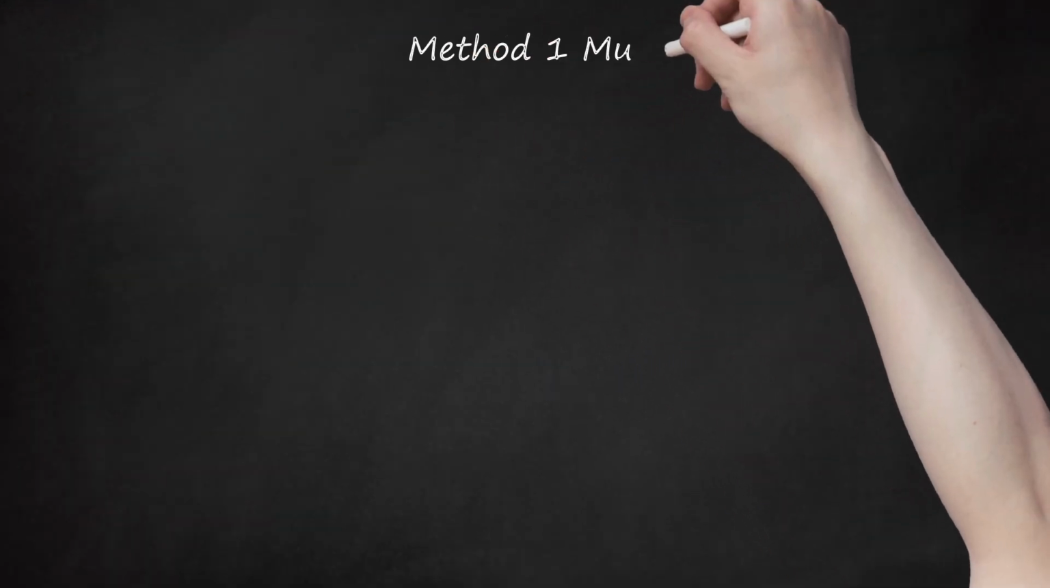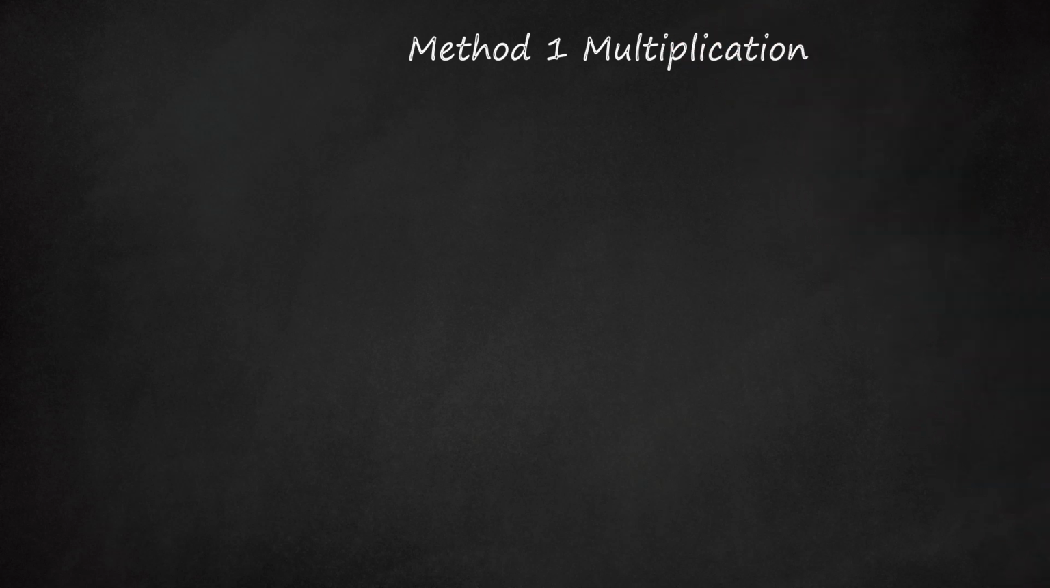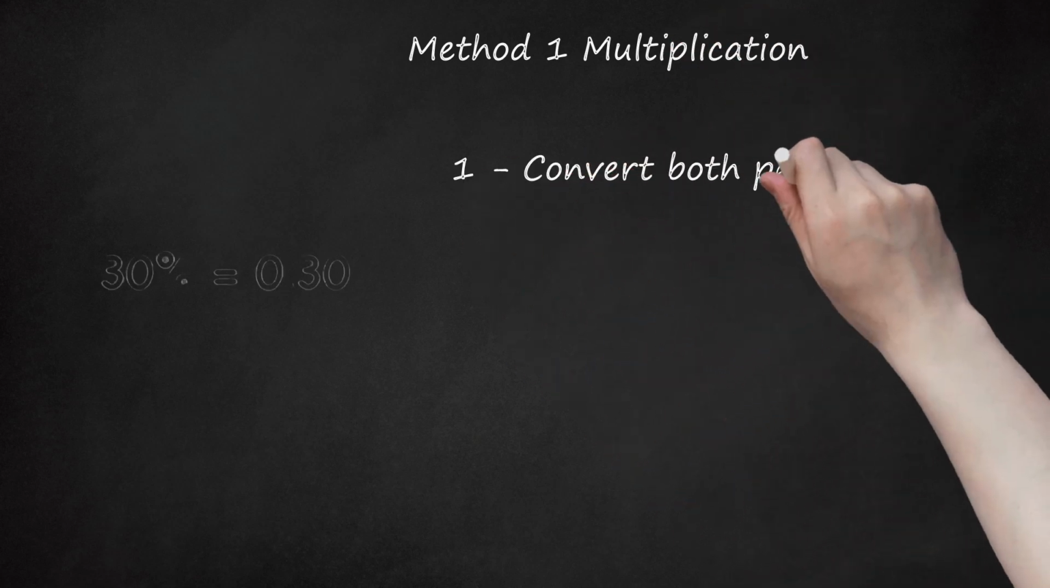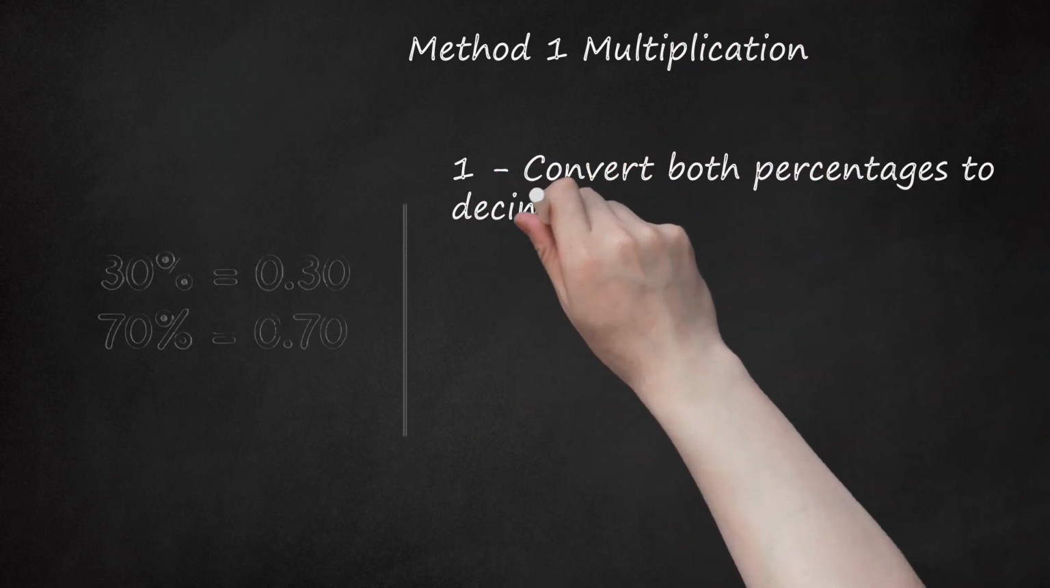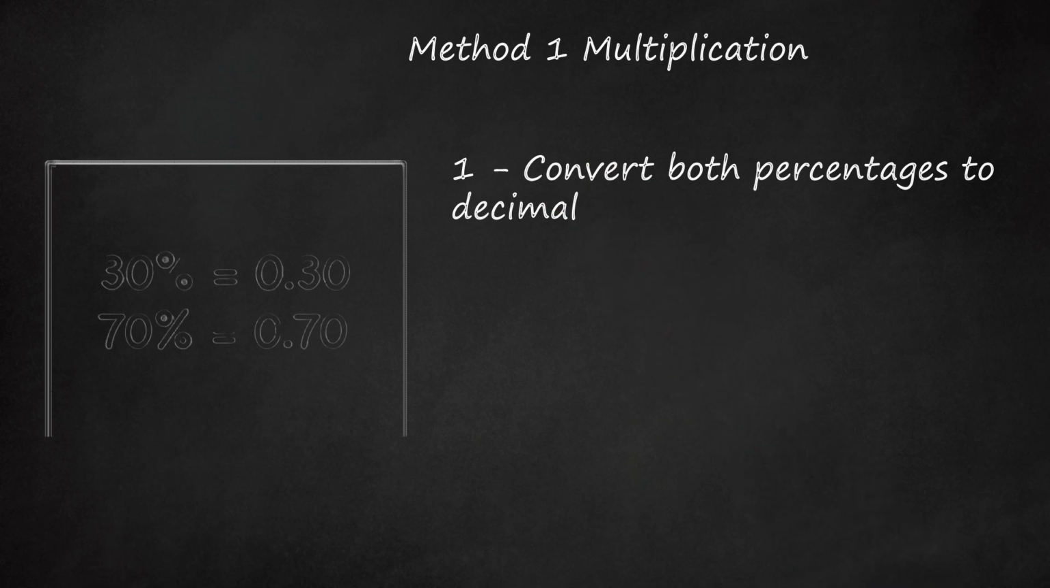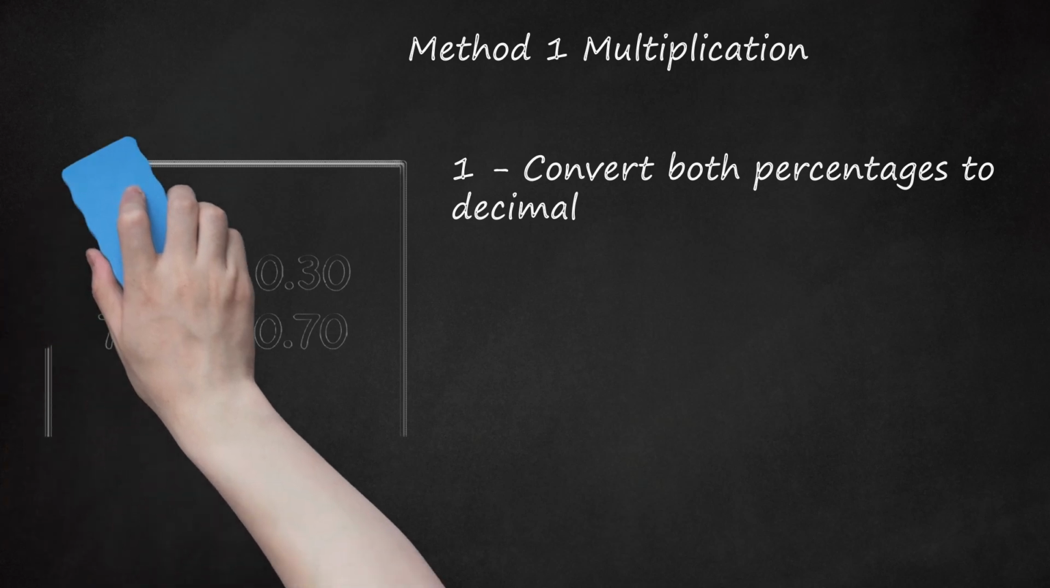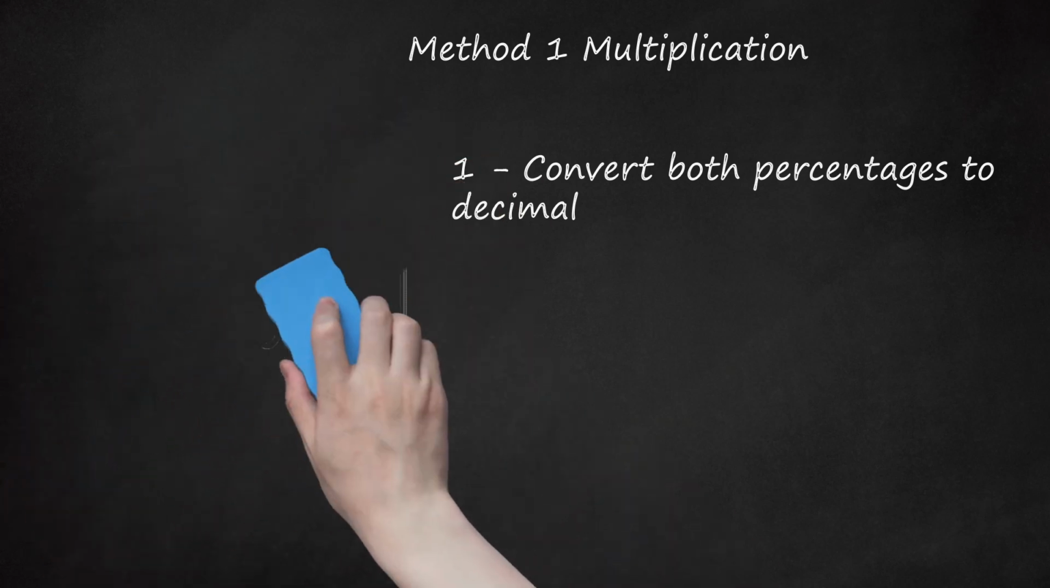Method 1: Multiplication. 1. Convert both percentages to decimal. Do this by moving the decimal point 2 spaces to the left, or dividing them by 100. For example, 30% and 70% would be 0.3 and 0.7 as decimals.